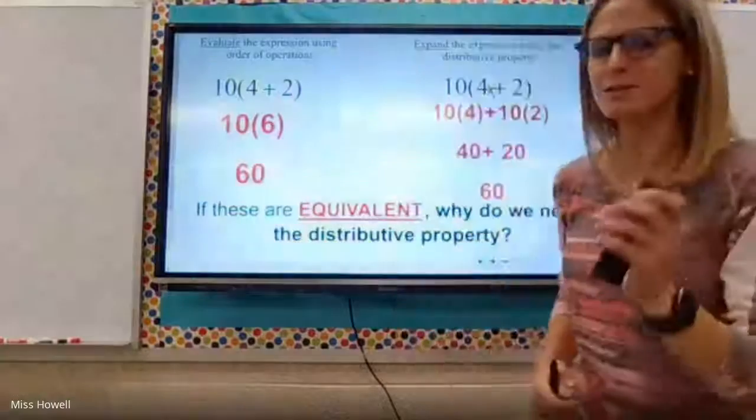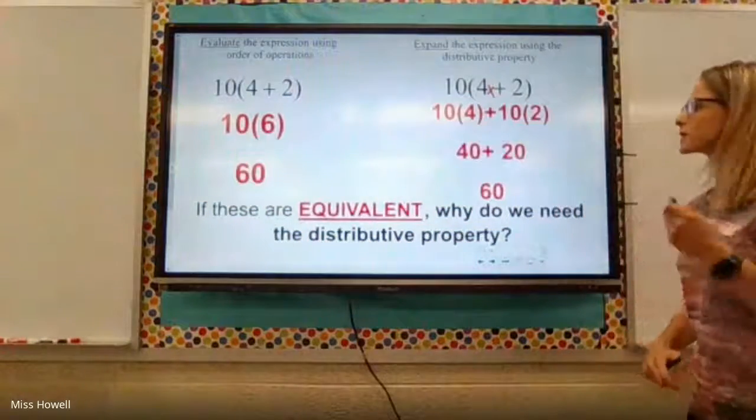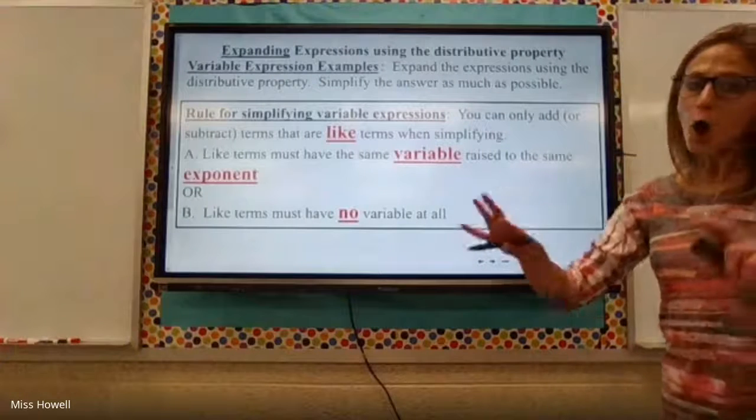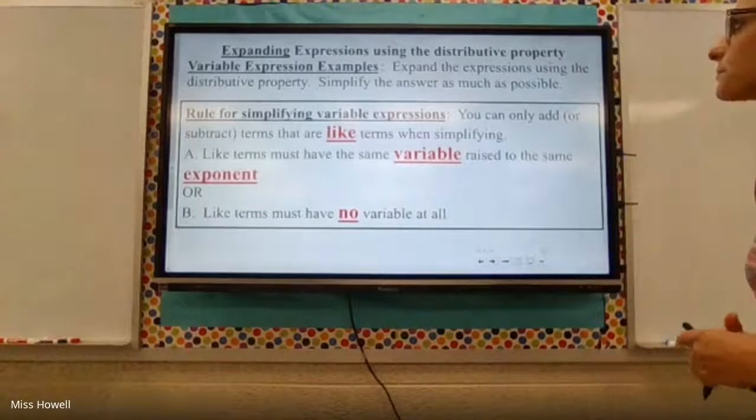So let's look at some that include some variables. This is when it's going to be really important for us. So take a second, fill in your important blanks, hit pause here if you need to, fill those in.